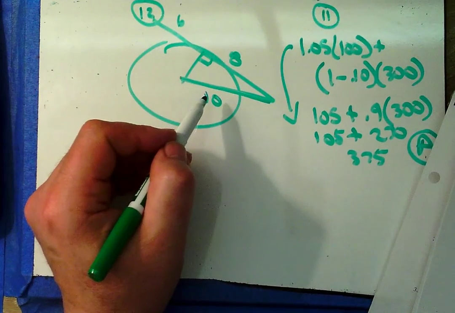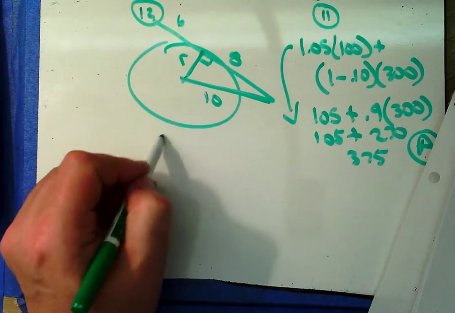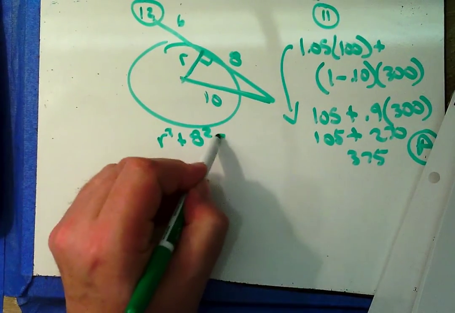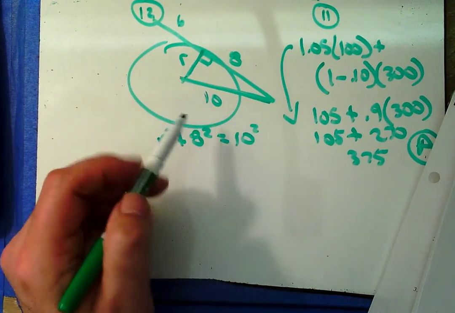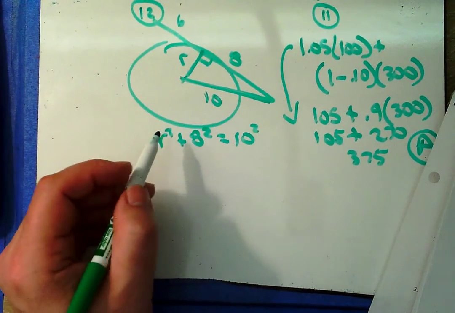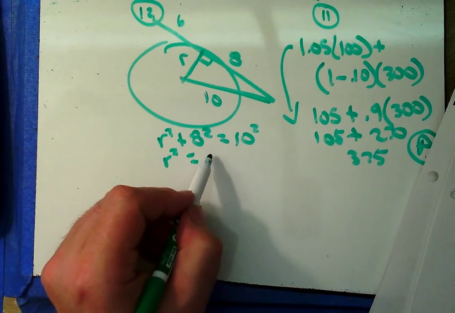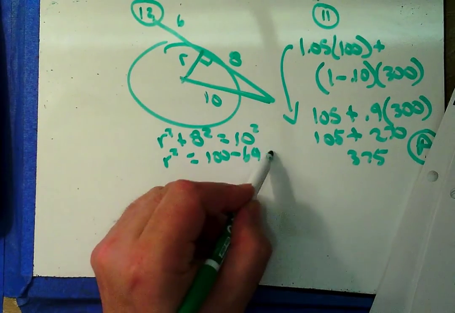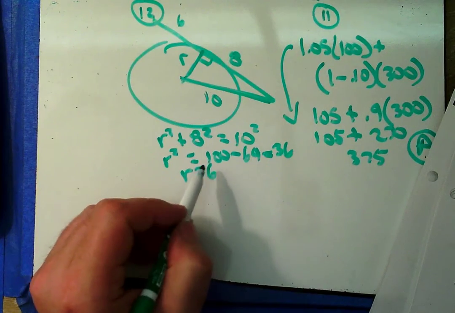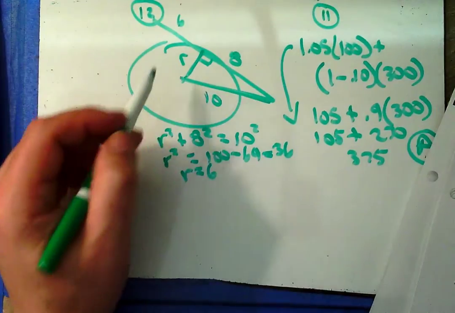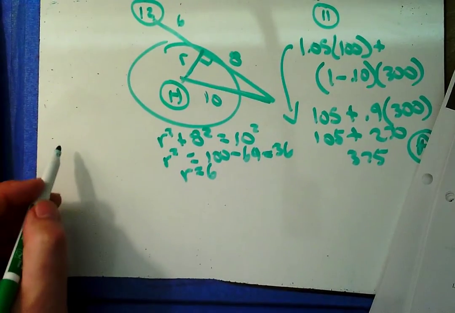If I use Pythagorean theorem, I can get the radius of the circle. R squared plus 8 squared equals 10 squared. This is a 3, 4, 5 Pythagorean triple. So if I remember my triples, I can go the short way. Otherwise, R squared equals 100 minus 64, or 36, which means R equals 6, the square root of 36. That corresponds to choice H for number 12.